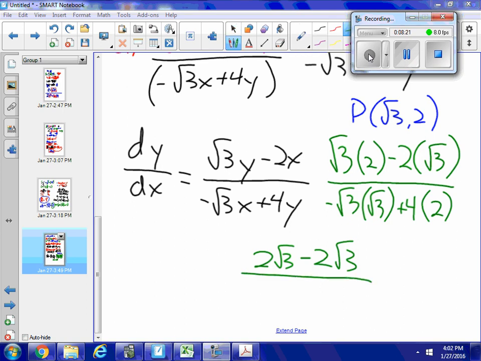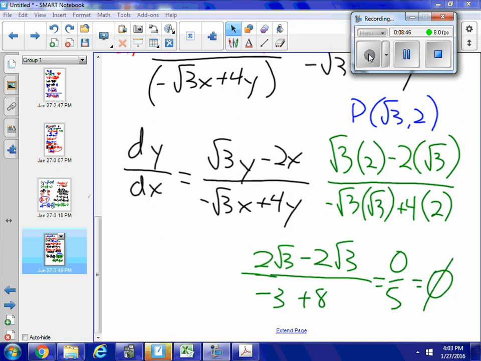I could stop right there, but I'm not going to. Let's do it right. Radical 3 times radical 3, negative, is negative 3, plus 8. So I have 0 divided by 5, which is, of course, 0. That is the slope right at the point that they gave me. If I have a 0 slope, then the equation is just the value that's going through the y point, so it's going to be 2.